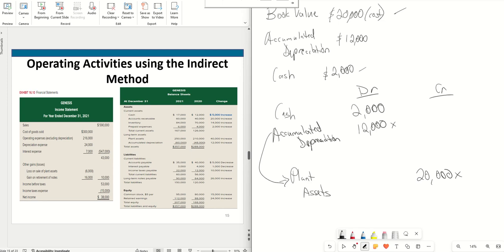But there's a difference here. We see that the debit column has a $14,000 balance, and we have $20,000 credit balance. So we see that there's a difference here. $20,000 in total in credit column, $14,000 in total in the debit column. So there's a $6,000 difference here. And so this $6,000 is going to be debited to a loss account called loss on the sale of the plant assets.